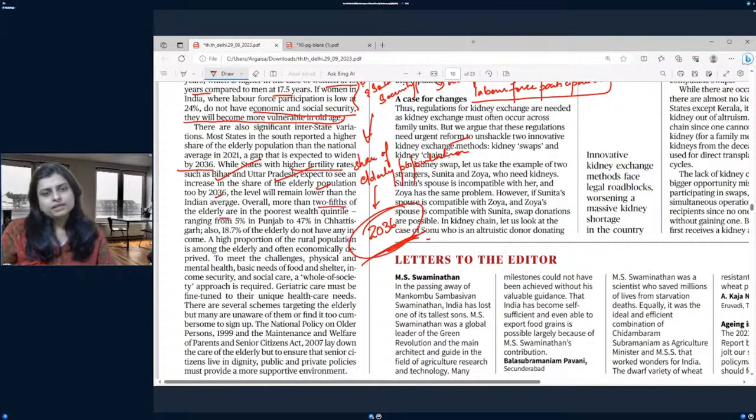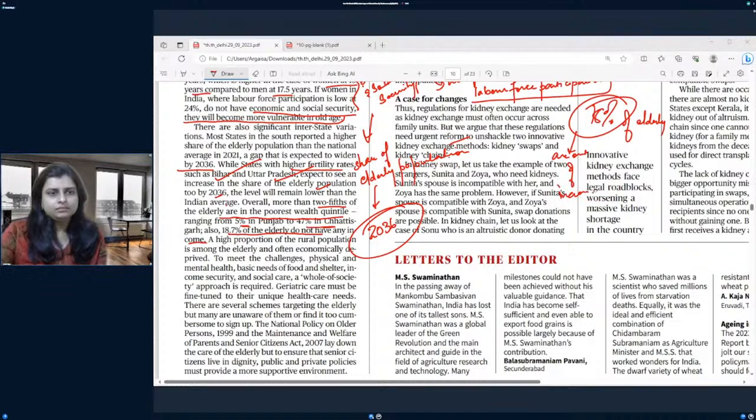So overall, more than two-fifths of the elderly are in the poorest wealth quintile, ranging from 5% in Punjab to 47% in Chhattisgarh. 18% of the elderly do not have any income. So this is also what we did yesterday, that 18% of the elderly are out of income. A high proportion of rural population is among the elderly and often deprived. So this is what we are saying, that this proportion of elderly, they are vulnerable. Why? Because they are not able to have any kind of social and financial security, which is eventually making them vulnerable.